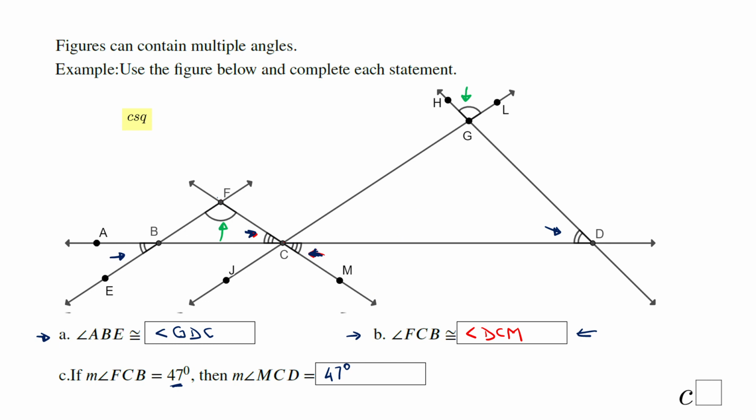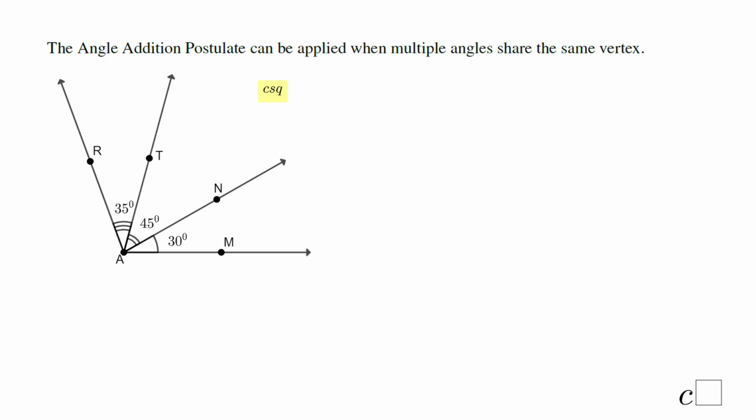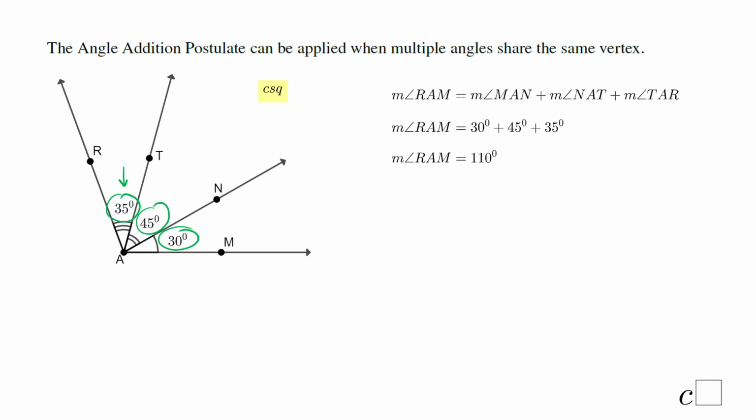Now let's move to the next part, and in the next part we can see that the angle addition postulate can be applied in problems with multiple angles, like in this case. Do you notice? We have this angle here, AM 30, this angle here, angle TAN 45, and this angle here is 35. So how much is going to be, for example, angle RAM? You can add all these 3 things. That will be 110 degrees. So keep in your mind, you can do that.